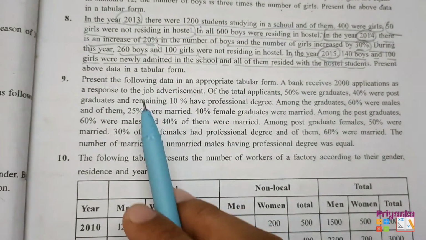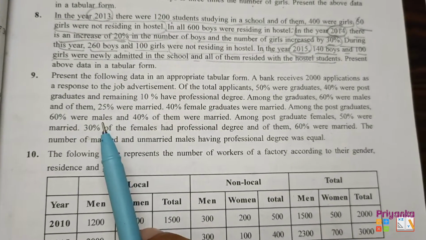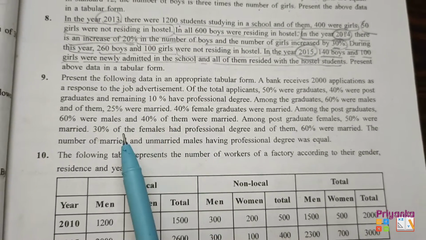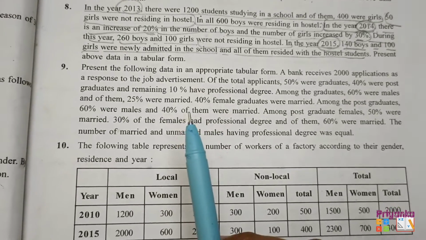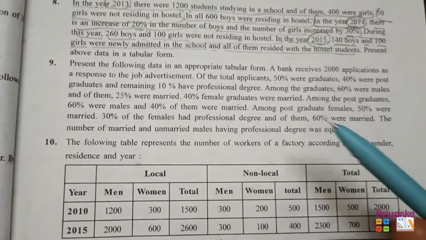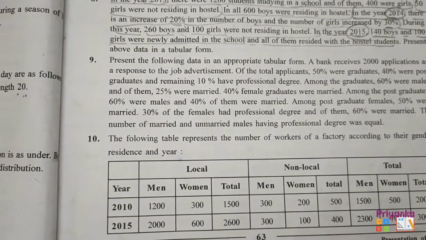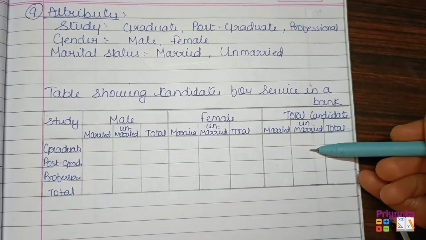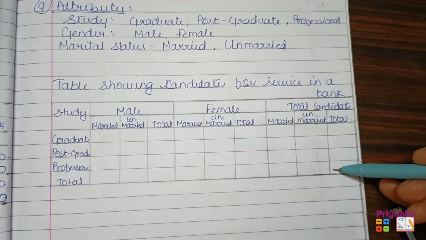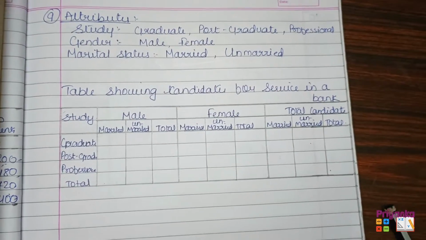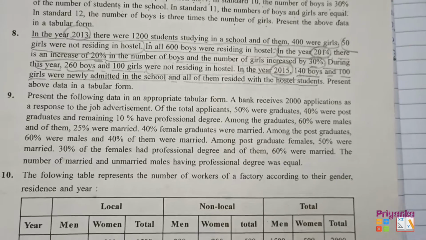So out of this, first of all, take out the attributes. Here we can see the study is graduate, postgraduate, and professional, and gender, they are talking about male and female. Even the marital status has been discussed, that is married and unmarried. So out of this information, first of all, prepare a table in a book. I wrote the attributes and the table showing the information related to the attributes given in the question. So now we'll continue slowly, one by one, with the information of the textbook.